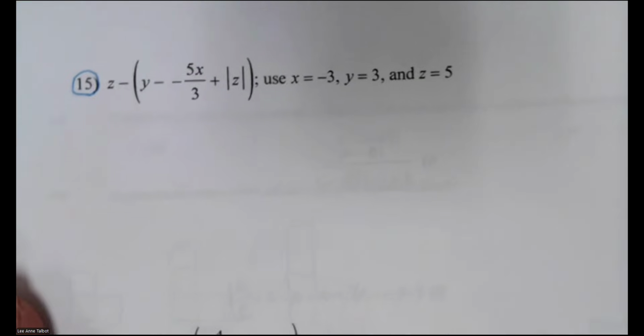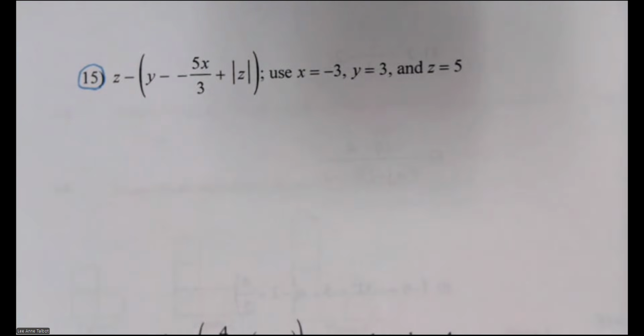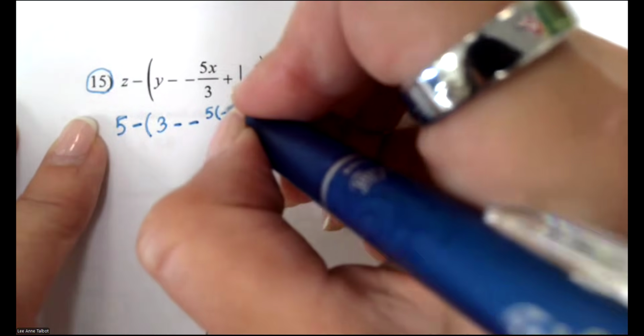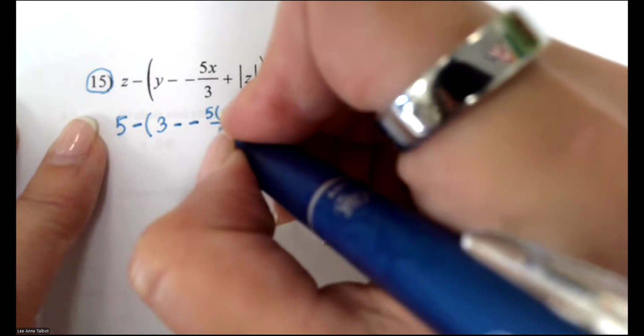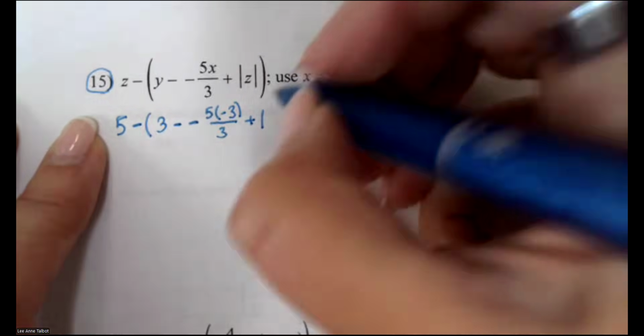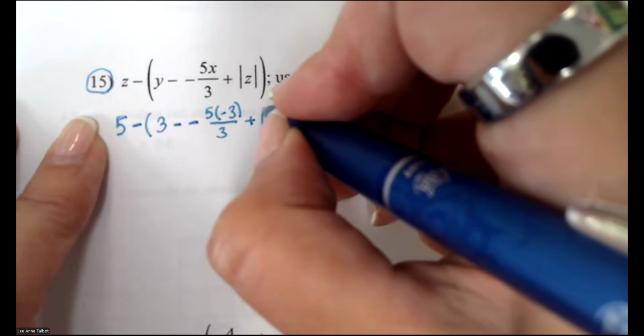What was it? Okay. So z is 5 minus y is 3 minus negative x is negative 3 plus absolute value of z.